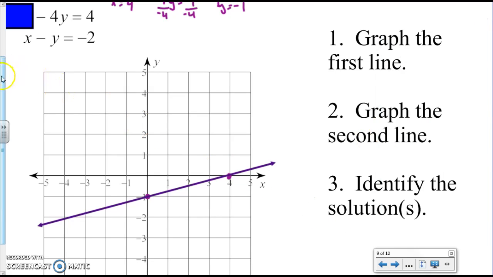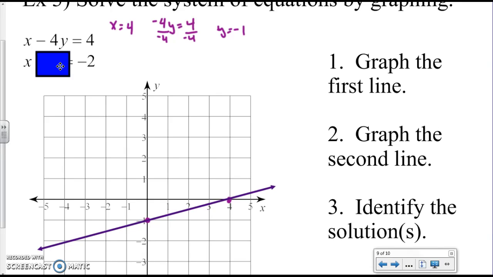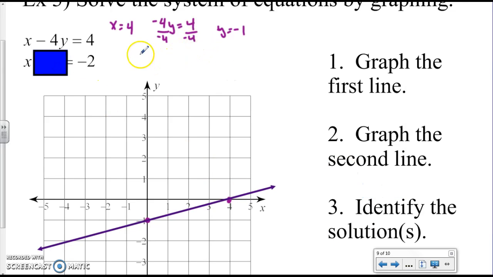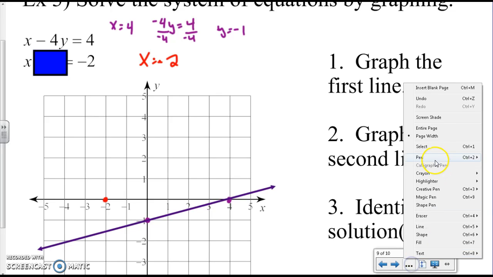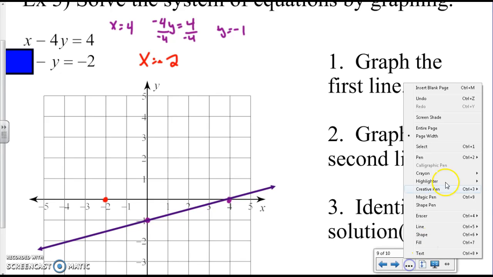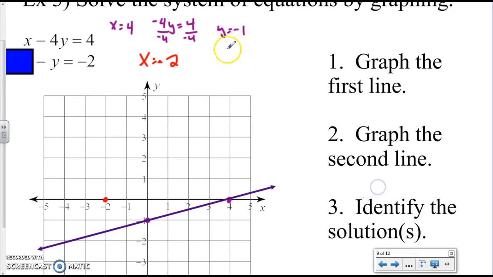Okay. We're going to go ahead and do the same thing for the second line. I'm going to cover up my y, and I am left with x equals negative 2. So I'm going to go ahead and graph that, negative 2 for my x. Okay. I'm going to then move that over, cover up my x. I am left with negative y equals negative 2. Now a lot of students will forget that negative in front of the y and it will affect their answer, so make sure you watch those signs especially. We need to divide by negative 1 on both sides to get a positive 2.